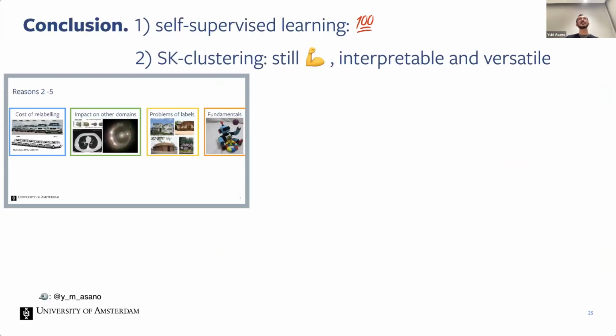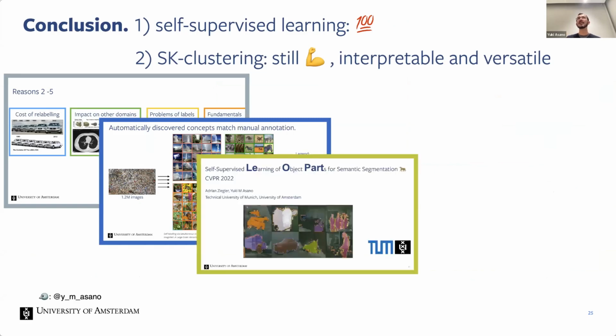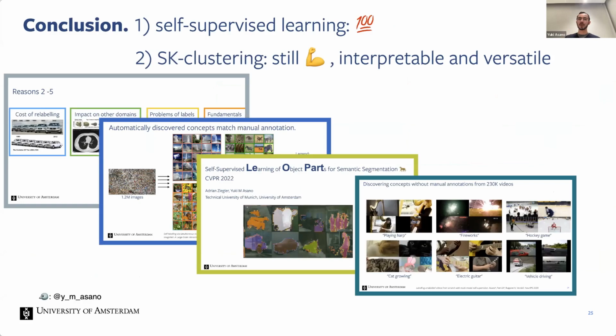So the conclusion is, I gave you a bunch of reasons for self-supervised learning. I showed you that self-supervised learning, especially with Sinkhorn-Knopp and optimal transport, can be used for all kinds of things, can be used for dense self-supervised segmentation, as well as for multimodal clustering. All right.